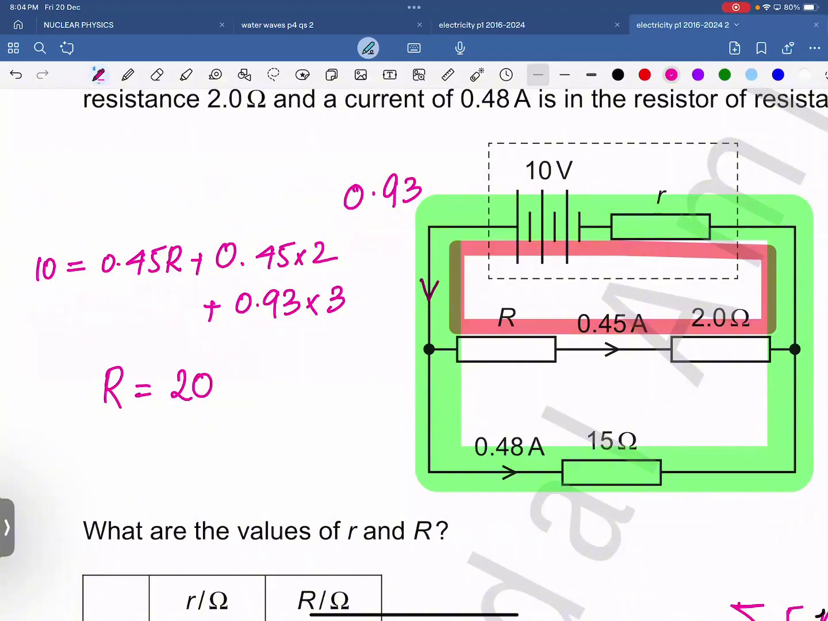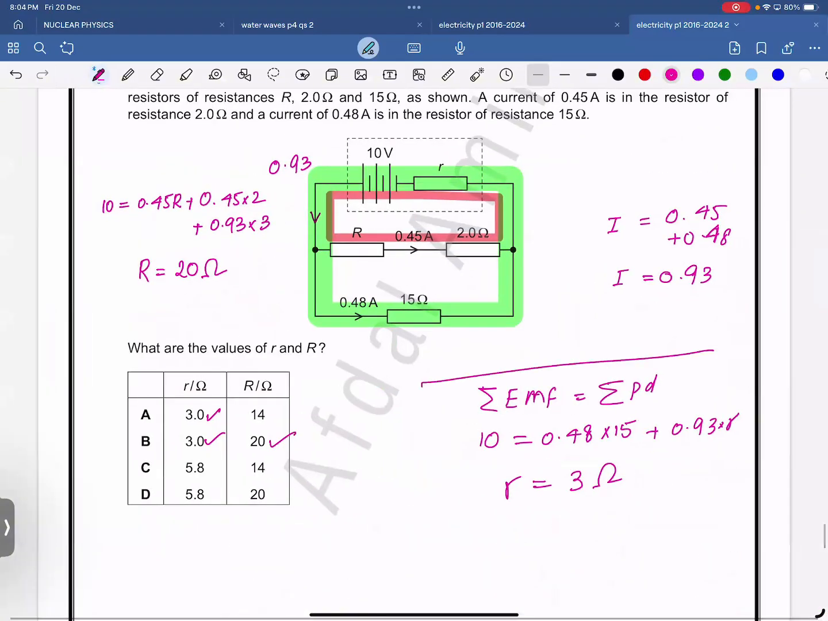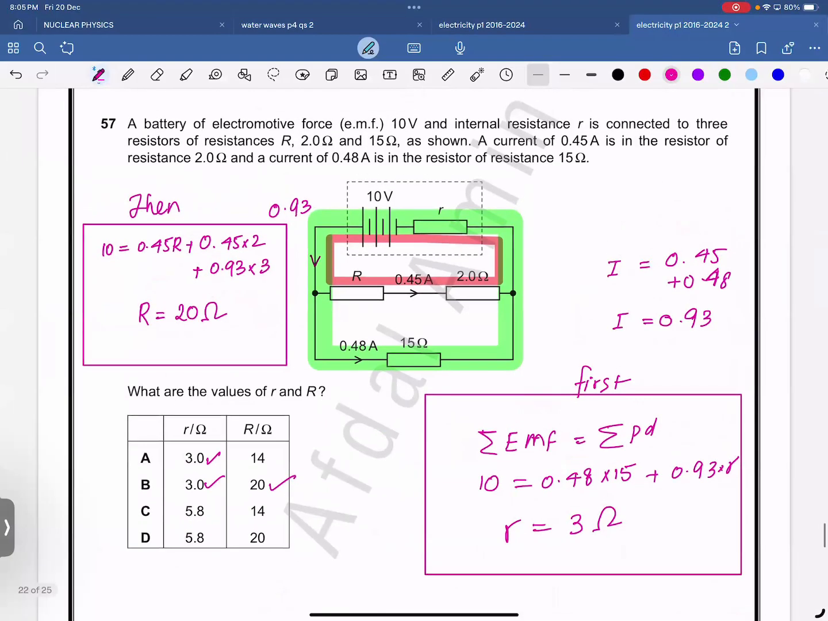Are you sure? 20. So first I did this part and then I did this part. You can absorb the information. Actually, step 1 was this one.